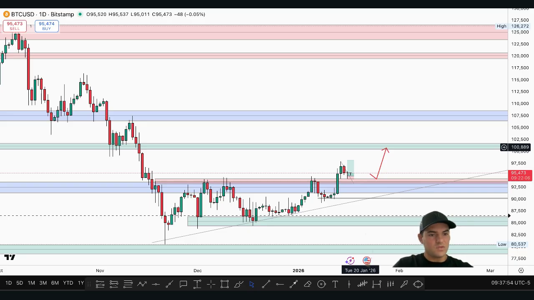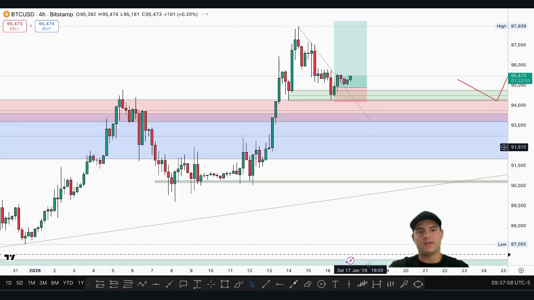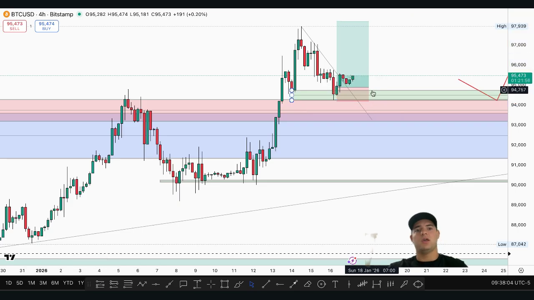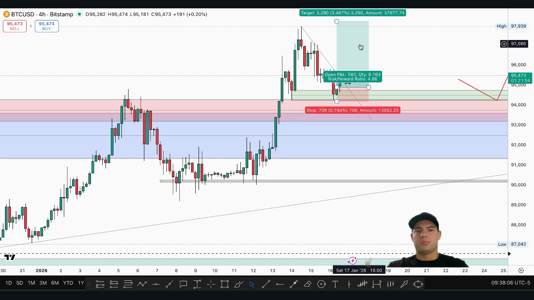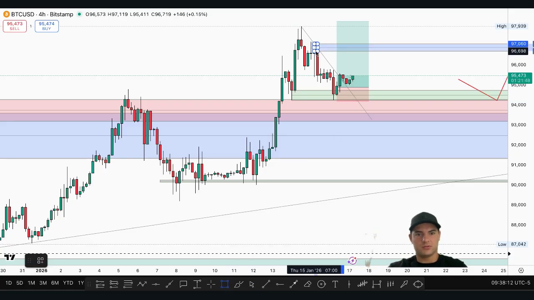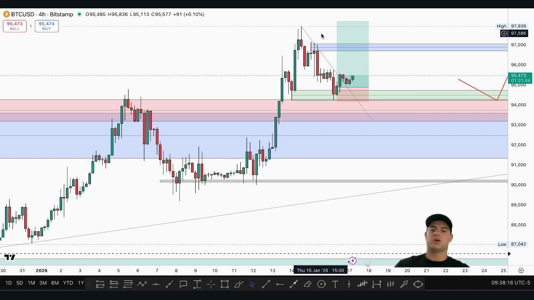So stay tuned, let's see how this plays out. I do have a very good risk to reward, about 1 to 4 right here, close to 1 to 5. Once I reach probably 97, around this level right here, I'm going to start to move my stop loss. So right now I have a stop loss at break even.